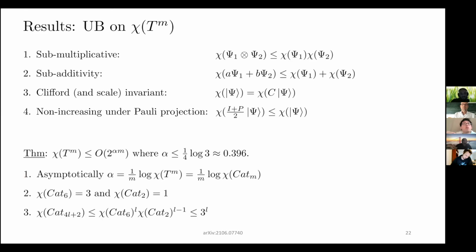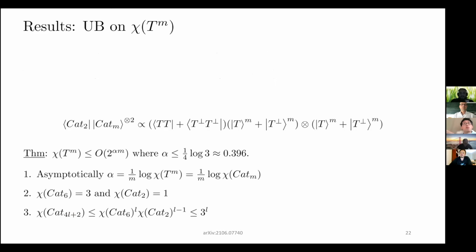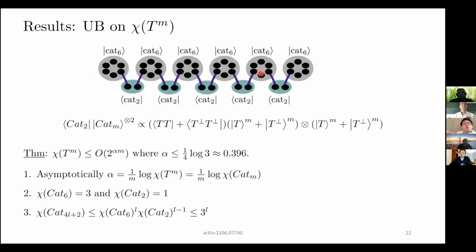Okay, so the final ingredient is quite new in what we're doing, which is that we can basically make big cat states from these little cat states. So we have this cat 6, and we have this cat 2, and we're going to glue them together. So we're going to take L copies of the cat 6 and L minus 1 copies of the cat 2, and we're going to be able to glue them together in a way to get a big cat that's like 4L plus 2 qubits. And the way this construction works, I have a diagram of it here.